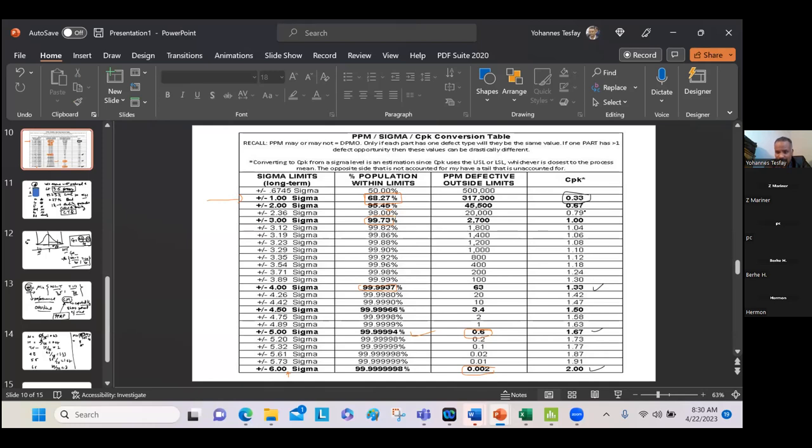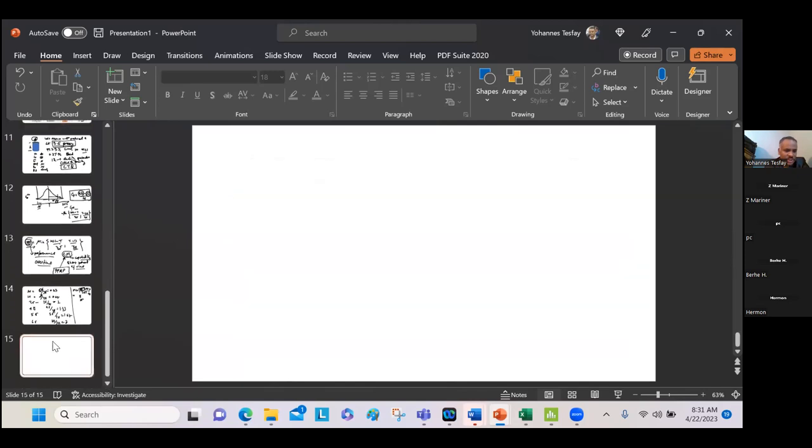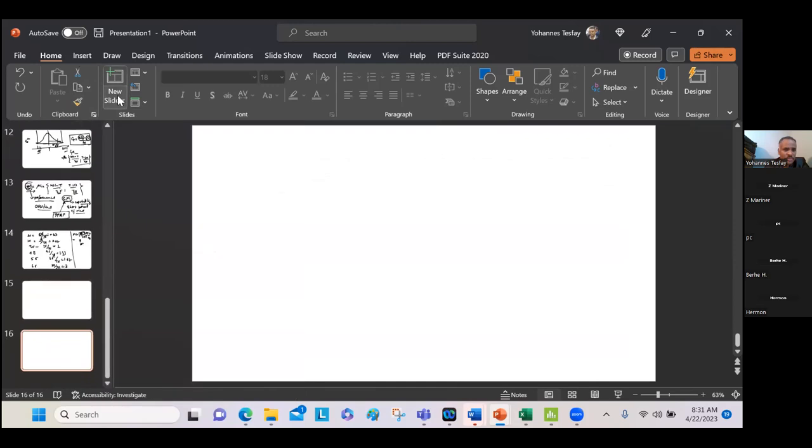Okay, where is 1? Okay, 1 is right here. 1.67 and 1.33. Those metrics are Cpk. So this is how we are going to communicate the performance level to those. That is the way you're going to communicate and convert.